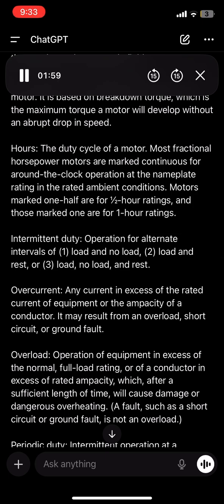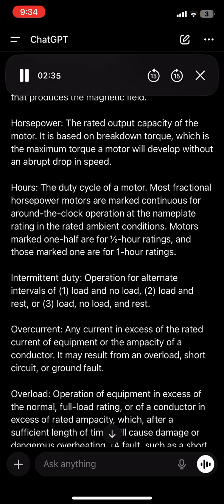Intermittent duty, operation for alternate intervals of load and no load, load and rest, or load, no load, and rest. Overcurrent, any current in excess of the rated current of equipment or the ampacity of a conductor. It may result from an overload, short circuit, or ground fault. Overload, operation of equipment in excess of the normal full load rating or of a conductor in excess of rated ampacity, which, after a sufficient length of time, will cause damage or dangerous overheating. A fault such as a short circuit or ground fault is not an overload.